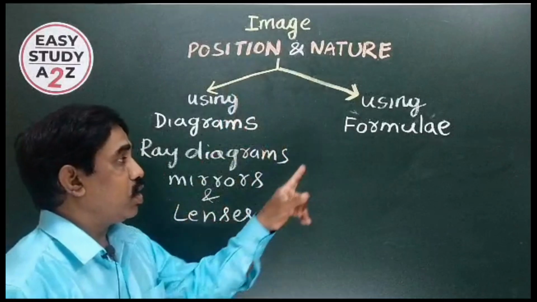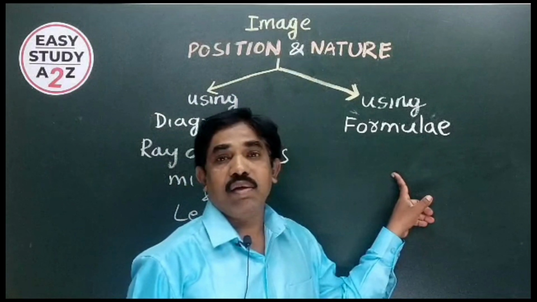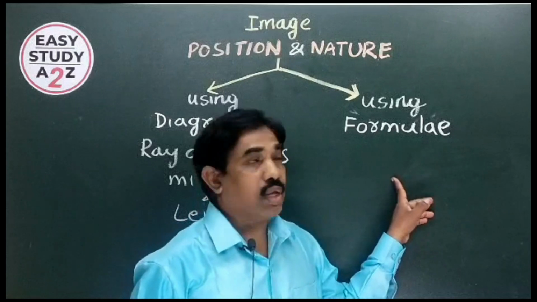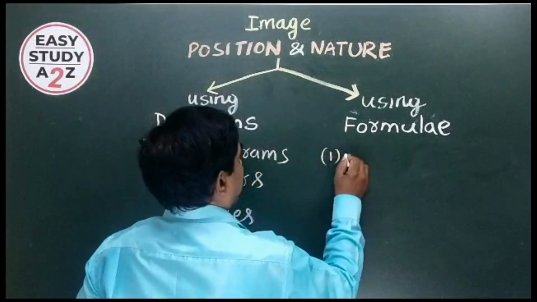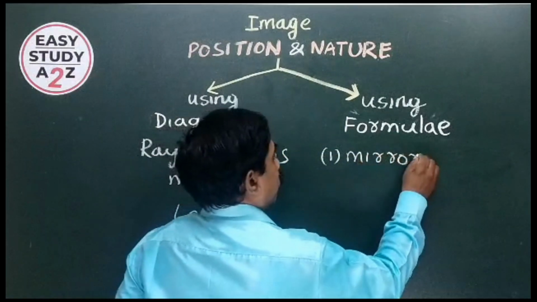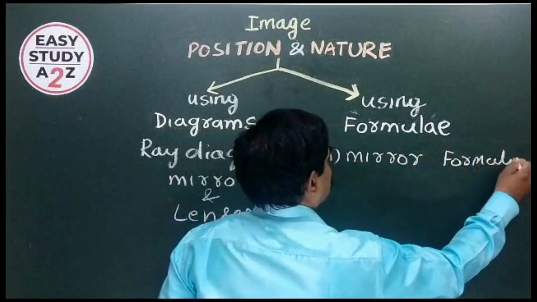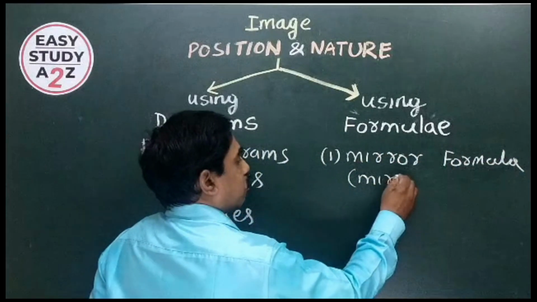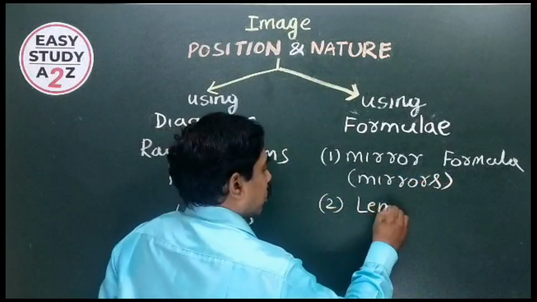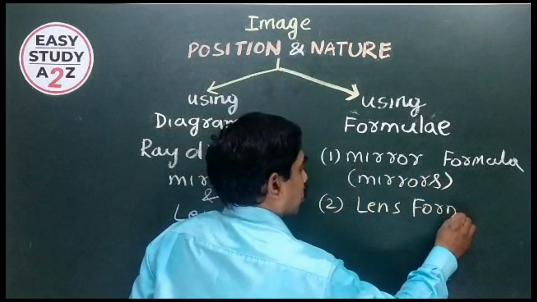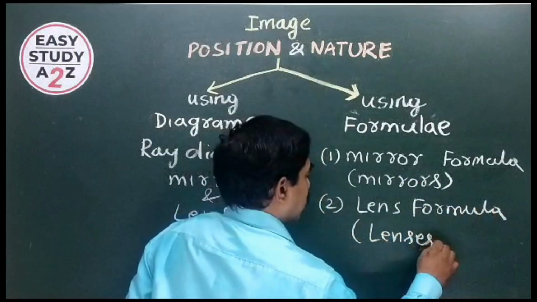The second method is using formulae. We use two important formulas, and with the help of these two important formulas we can also explain the image position and nature of the image. Mirror formula. This is useful while dealing with mirrors. And another formula is lens formula. We use this while dealing with lenses.